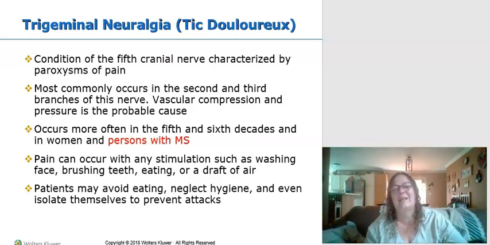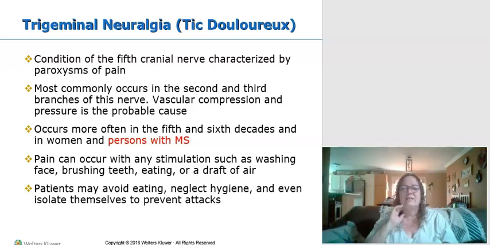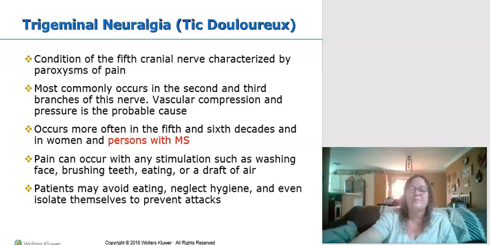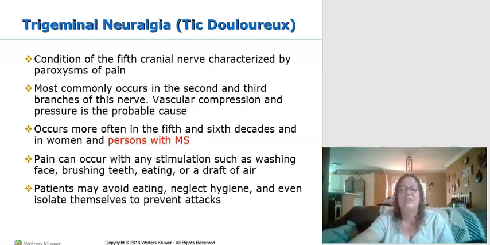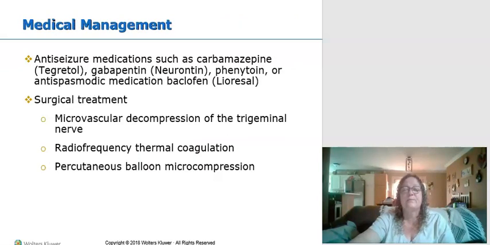So pain can occur with any stimulation, such as just washing the face, brushing the teeth, eating. Even a draft of air over the area can cause pain. So patients may avoid eating. They may neglect hygiene or even isolate themselves to prevent attacks. So the medical management is what they may do.